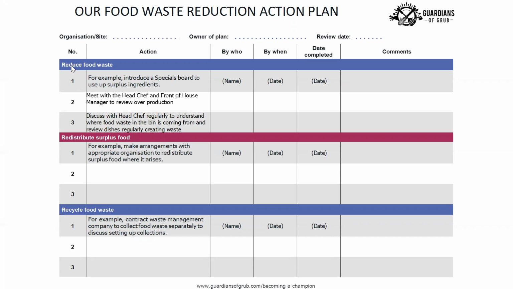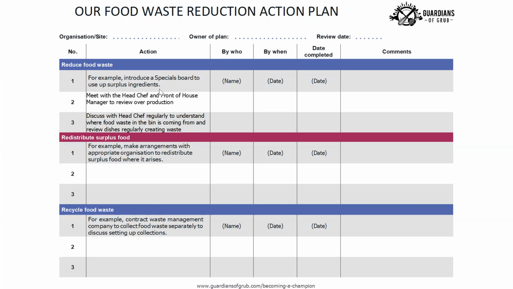As you can see, this is broken down into three principal sections: reduce food waste, redistribution of surplus food, and then recycle food waste. And the principal aim when it comes to food waste reduction is to try and get into a prevention mindset in terms of let's stop it happening in the first instance. But we've got these others here, and they are inextricably linked depending on what you can come up with as you go down through the sheet.